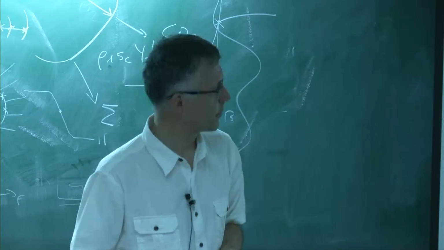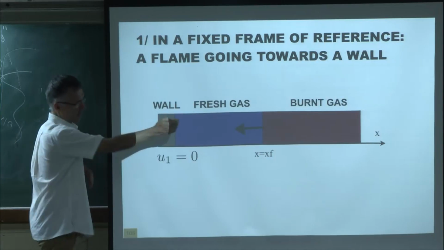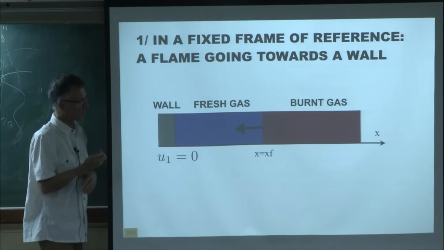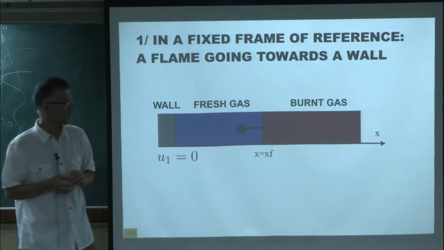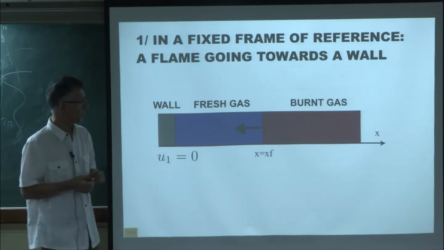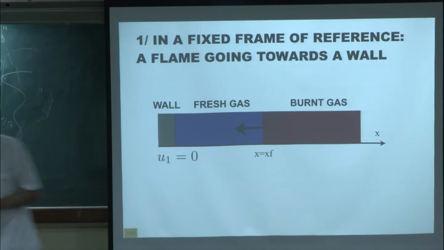So let's start with the simplest one. So this is a wall. It's me here. There's a flame there, and the flame goes towards me. And the flame is moving at a fixed speed for the moment, and I know the consumption speed. I know SC. I want to know the flame position. I want to know the flow speed now. How do I do that?